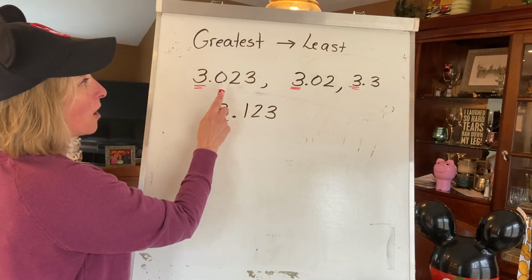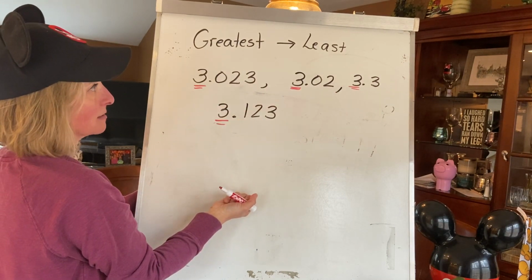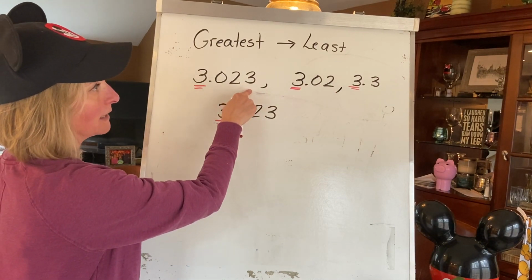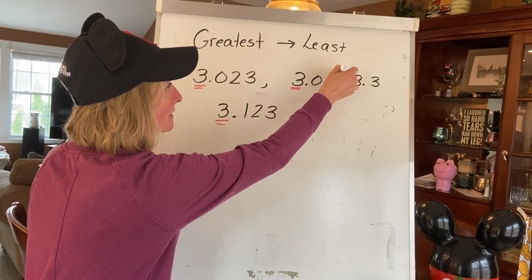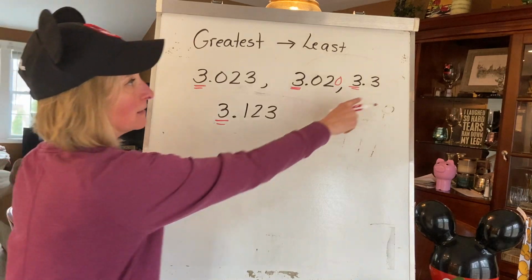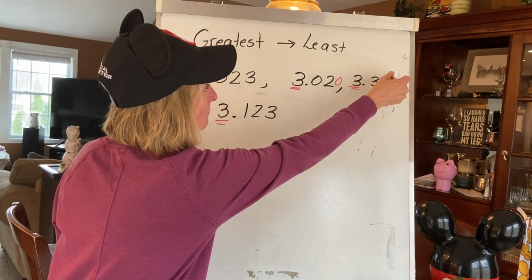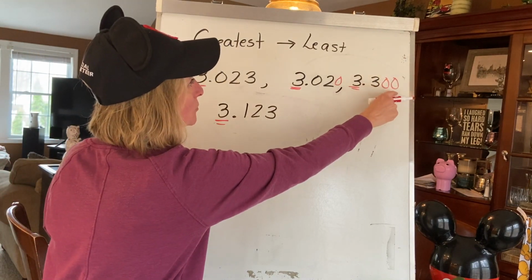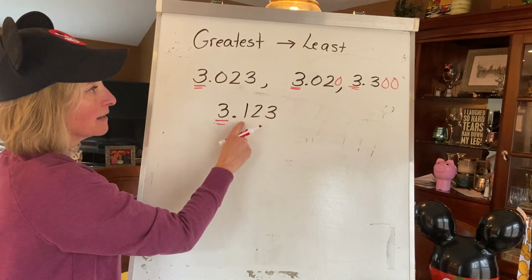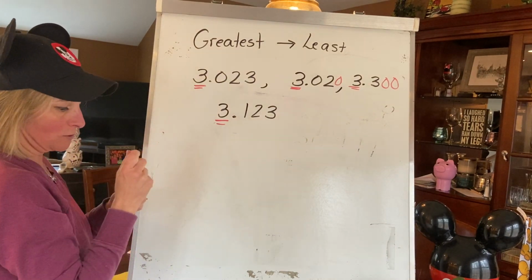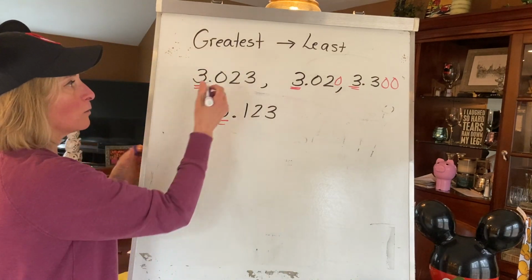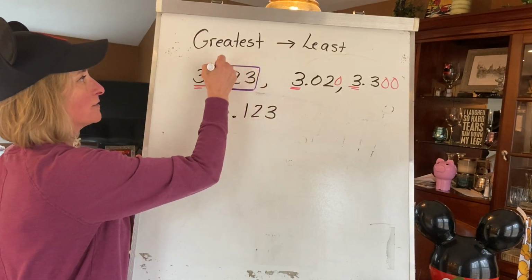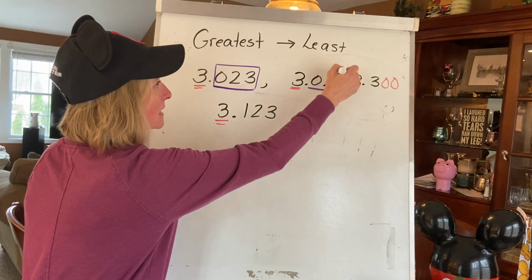So I want to make them all have 3 digits. This one has 1, 2, 3, so I leave it alone. This one has 1, 2, so I'm going to add a 0. This one has 1 digit, so I'm going to add 2 zeros. So I have 1, 2, 3 numbers after the decimal. And this one has 1, 2, 3. So now I know my whole number is the same, so all I have to do is look at my decimals.